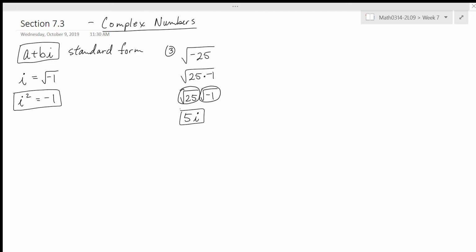And so what we're going to do is another example that will demonstrate that. It would be easy to look at it and say 5i. Yeah, but no, it works even if it's not square rootable.